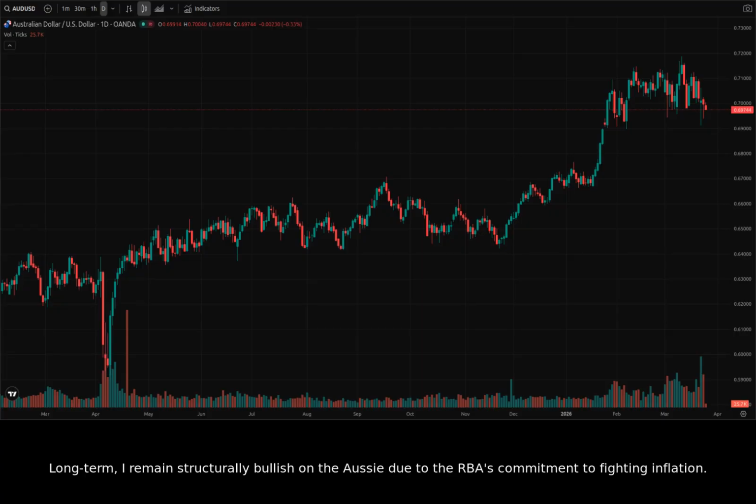Long-term, I remain structurally bullish on the Aussie due to the RBA's commitment to fighting inflation. Once the geopolitical dust settles, the yield advantage of the AUD should attract carry trade investors back. Watch for the May RBA meeting as the next major fundamental catalyst for a definitive trend change.